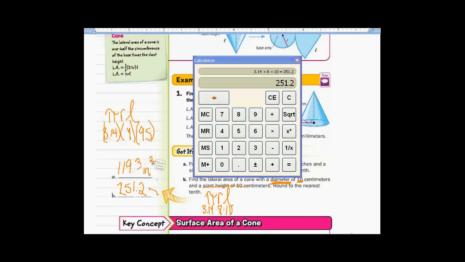Centimeters cubed. Now, on the first one, if you use the pi button, you would have got 119.4, and this one you would have got 251.3. Sorry, that is not cubed. Why did I write that?